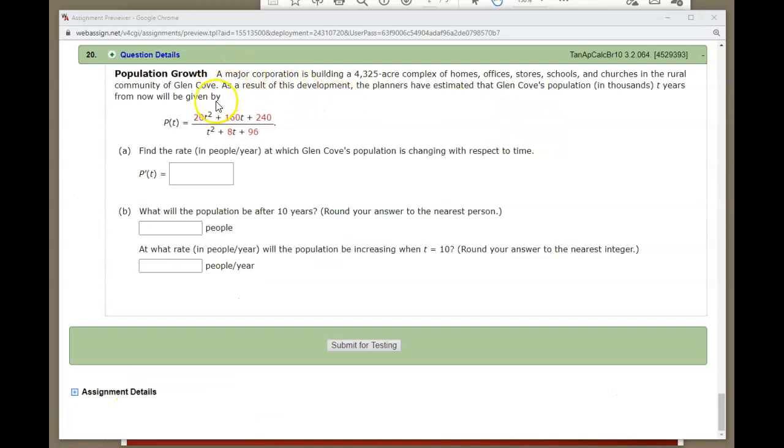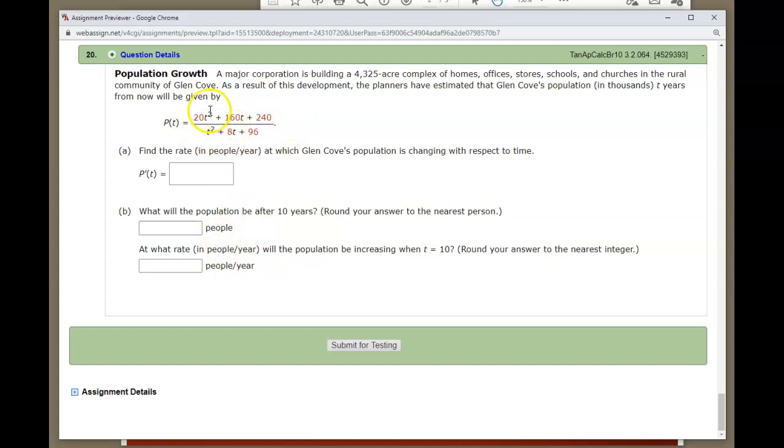In number 20, they want you to find the rate at which Glenglove's population is changing with respect to time. So here they actually want the formula. They're asking, what will the population be after 10 years? Well, that's putting that back into the population formula. What will the population be is about the population itself. So you're going to have to put that in.